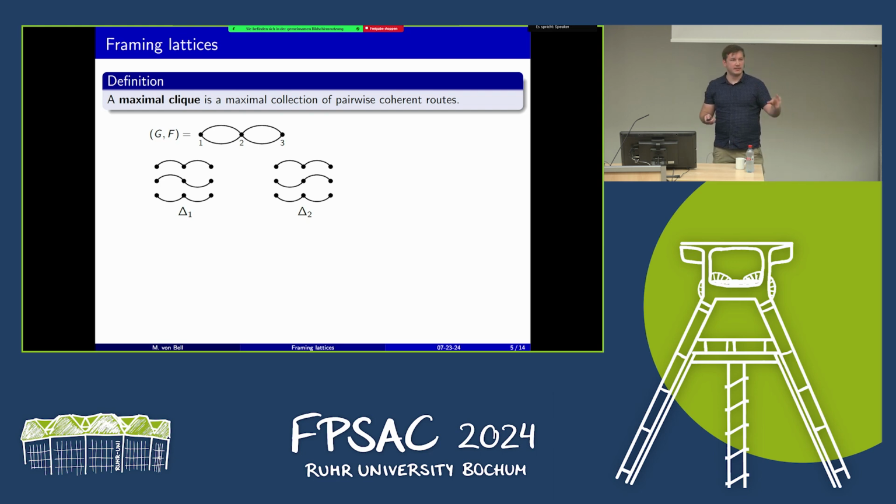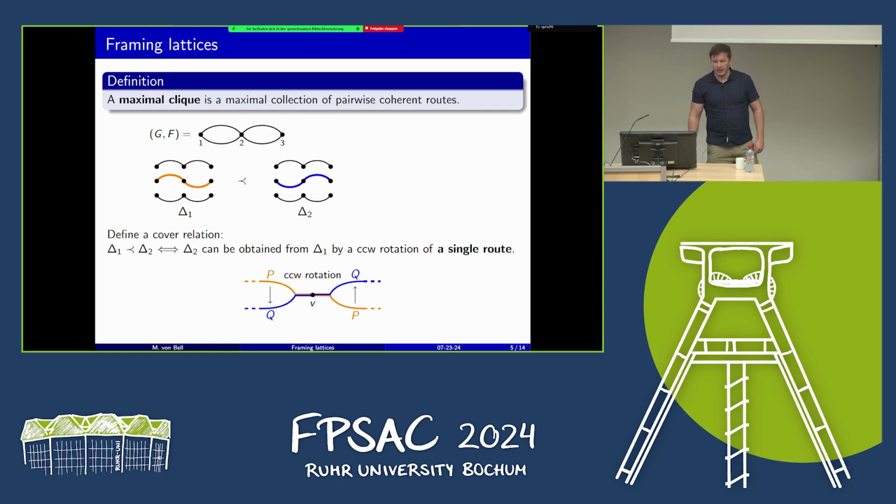So there's 4 routes, and 3 of them can be put in one maximal clique and another 3 in another maximal clique. And on these maximal cliques, we're going to put a covering relation, where delta 1 is covered by delta 2 if delta 2 can be obtained from delta 1 by a counterclockwise rotation of a single route. So that image there is supposed to tell you how the counterclockwise rotation works.